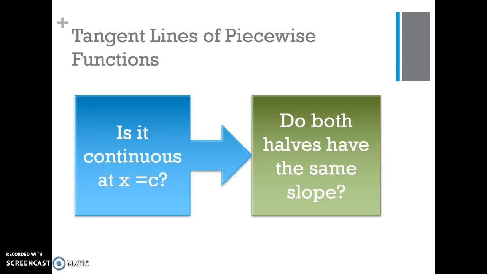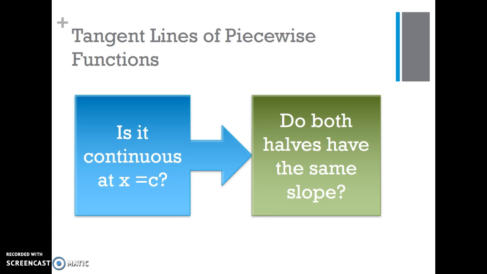So for tangent lines of piecewise functions, this is kind of a special case where your function is defined as a piecewise function and you're trying to decide whether you can write a tangent line. So there are two things you want to check if you're checking to see if you can write a tangent line of a piecewise function.